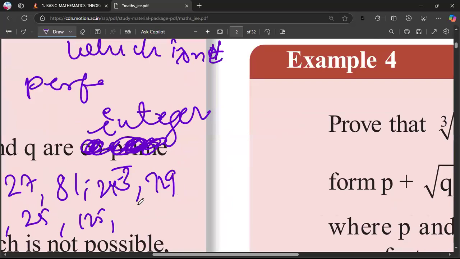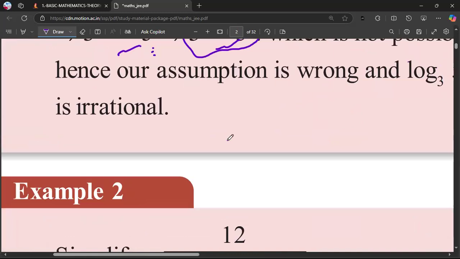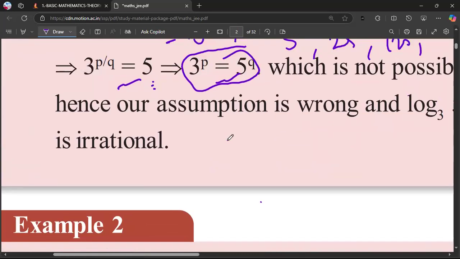So if we observe the pattern, 3 raised to power p, where p is an integer. 3 raised to power 0, it cannot happen because q cannot become 0. Yes, p can become 0, but q cannot become 0. p can become 1 also, 2, 3, 4, and it will go on like this. 3 raised to power 0 is 1.